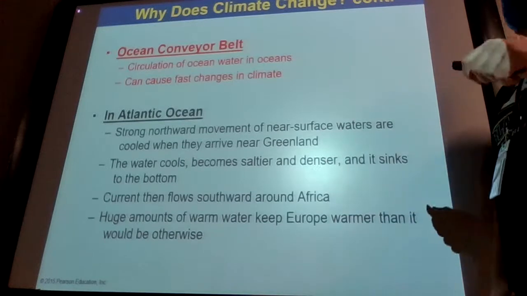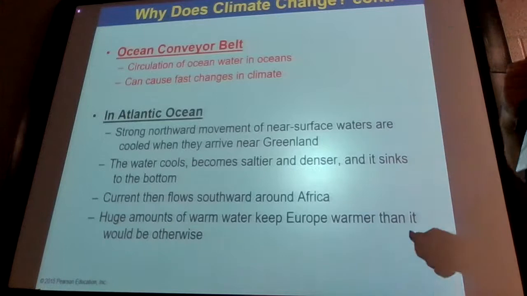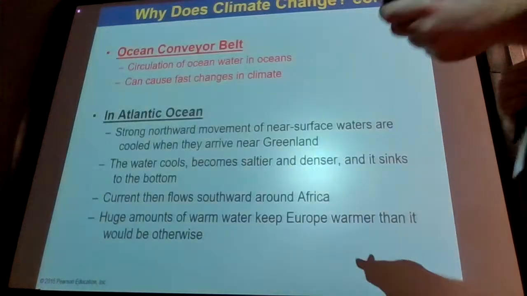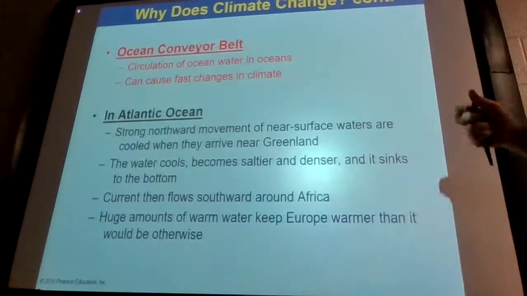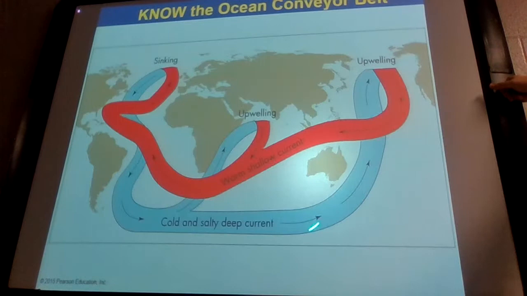Why does the climate change? Lots of different reasons. Your ocean conveyor belt does change from time to time. If your ocean circulations change, you start to get warm water instead of cold water. That's definitely going to change your climate. So they talk about it a little bit in the Atlantic Ocean. They're showing the conveyor belt of ocean currents.